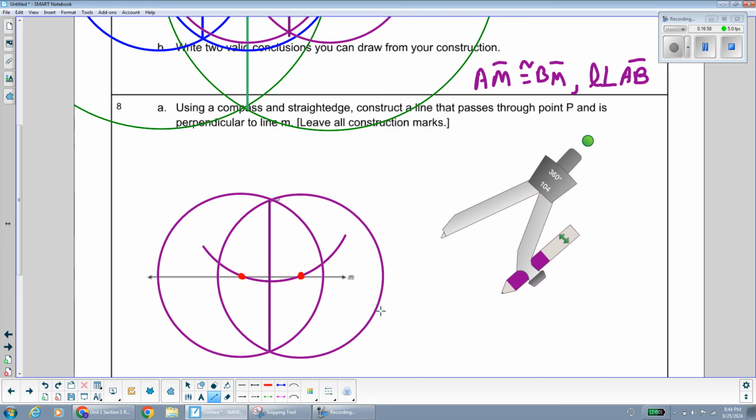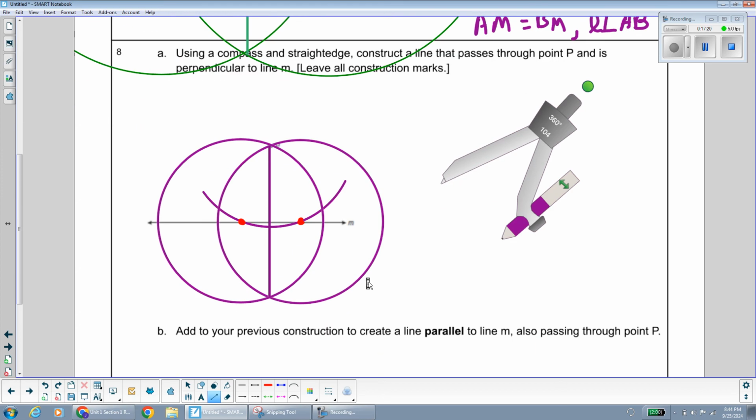Keep in mind this is different from the perpendicular bisector construction in the last question. This perpendicular line does not bisect the line segment. It doesn't have to bisect the line segment. All that this construction does is make a perpendicular line through a specific point. Nothing about bisecting. Bisecting is the earlier construction, perpendicular bisector from the previous question.